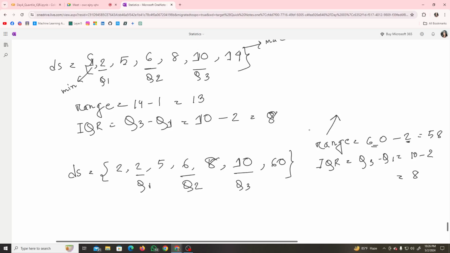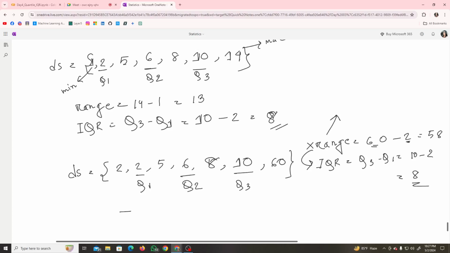You see, 2, 2, 5, 6, 8, 10. These are situated pretty closely, but the range gives a false idea. By finding the range, we are getting a false idea that our data set is very widely distributed. So why don't we use range, and why do we use IQR or interquartile range? This gives us a fair idea about the distribution of our dataset. You see, the IQR is also 8 in this case, and in this case it is also 8, and it gives a proper idea about our dataset.